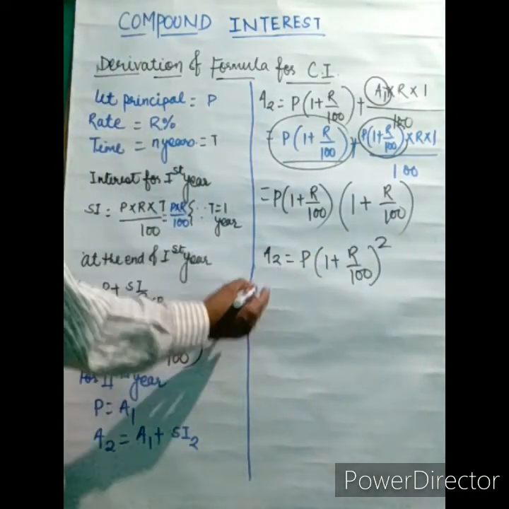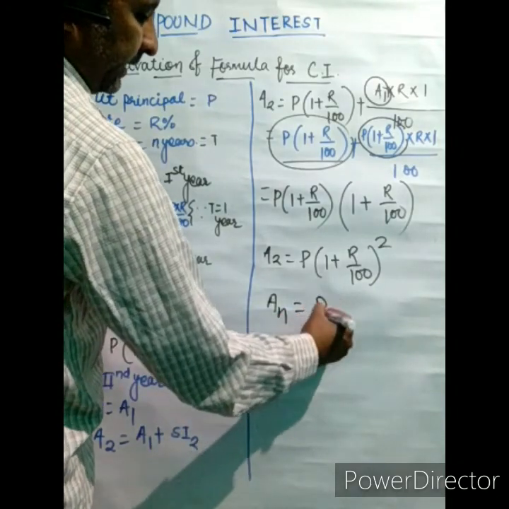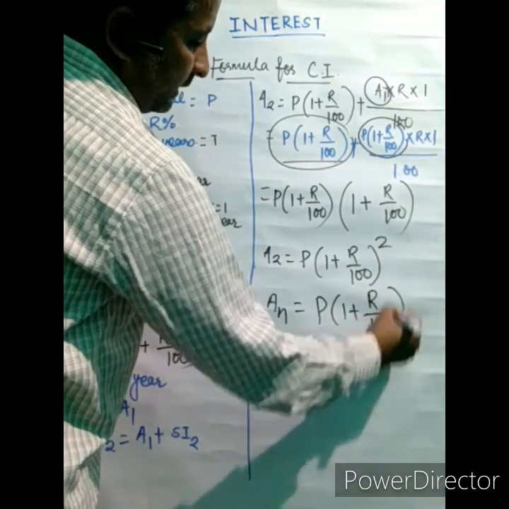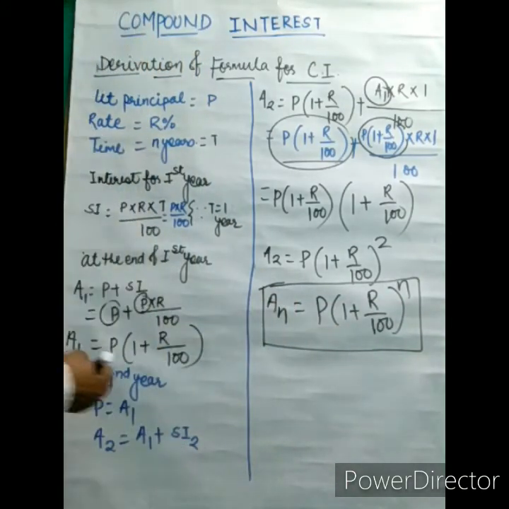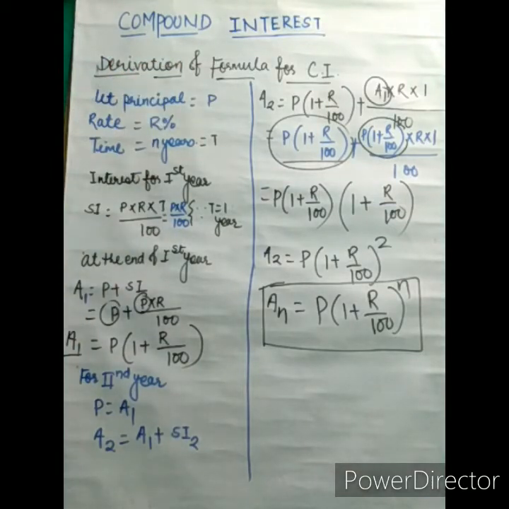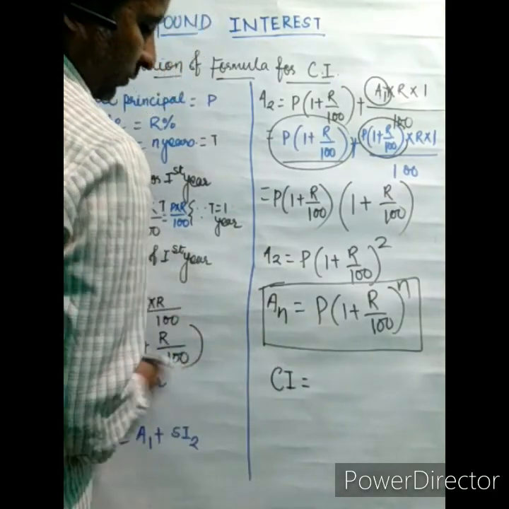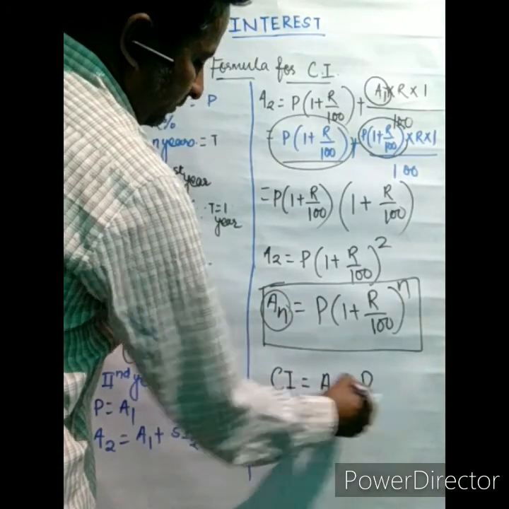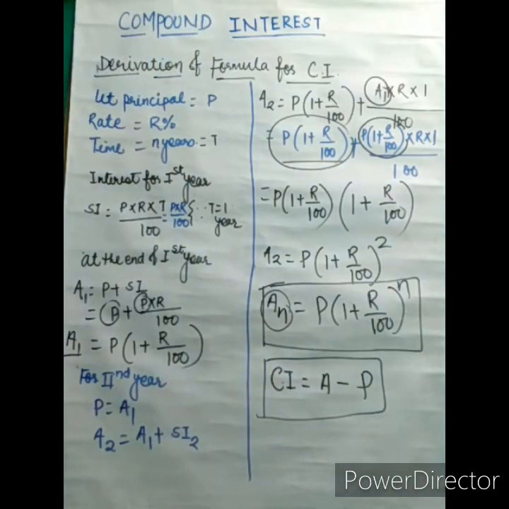For 2 years the formula is this, then for n years the amount at the end of n years will be P into 1 plus R over 100 whole power n. So this is the formula for calculating the amount in case of compound interest. While finding compound interest, CI is equal to the final amount A minus the principal P. This is the formula for compound interest.